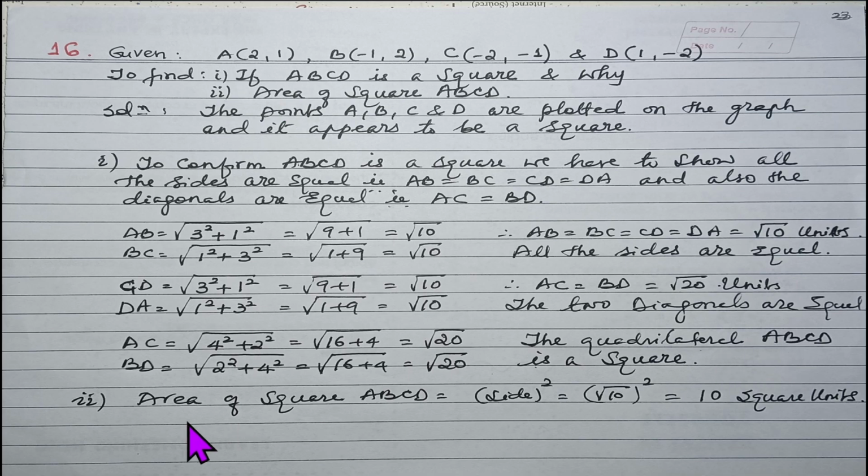Now the second part is to find the area of the square. You know that the area of a square is side squared. One side is root 10, so the area will be root 10 whole square, and that is 10 square units.